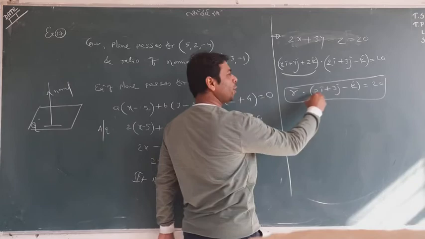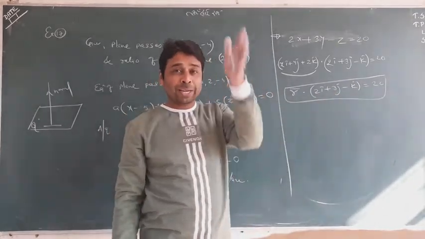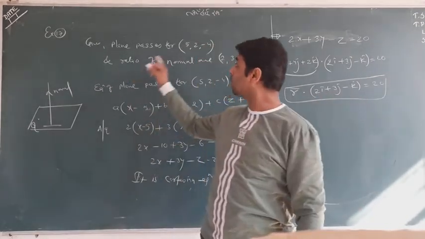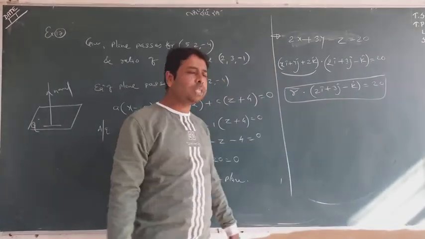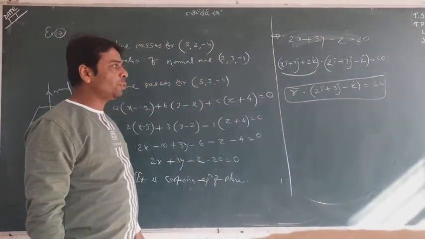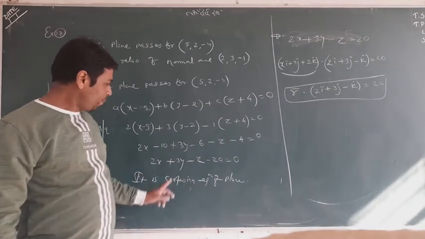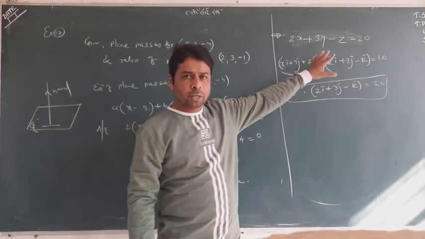You know r dot n equal to d. What is n? The vector perpendicular to the plane, with ratios 2, 3, minus 1. Can you see? It's very simple. You don't have to worry about that. We have converted it. This is a Cartesian equation, and we have converted it into the vector form.